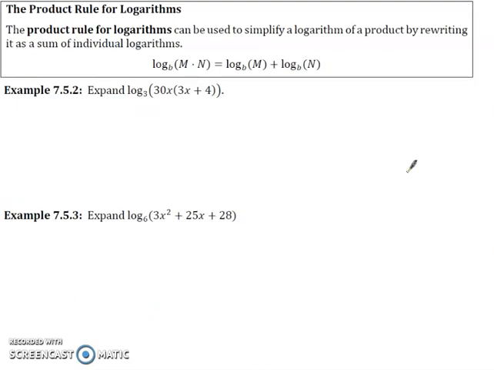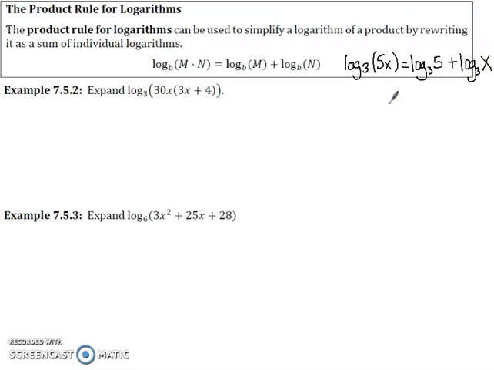Our product rule says if we are multiplying two things inside of our log, then we can split up into two separate logs by adding the two together. So for example, if I've got log base 3 of 5x, this is 5 times x. What I can do is rewrite this as log base 3 of 5 plus, and then since we are multiplying the 5 and the x, I can split this up into a completely separate log base 3 of x.